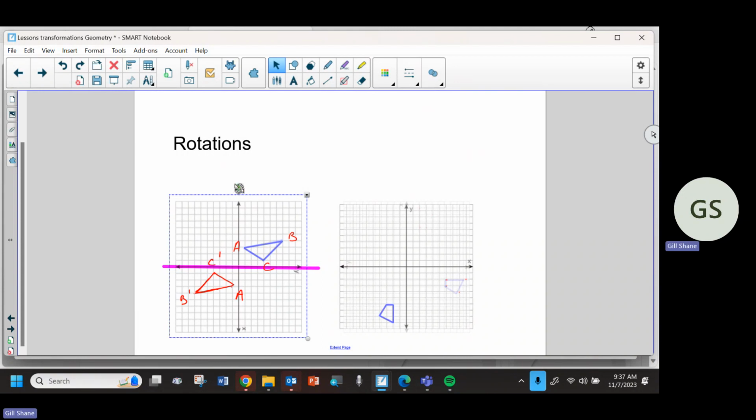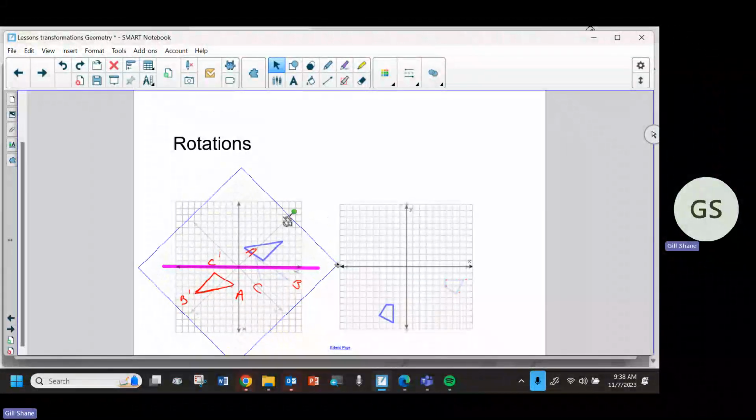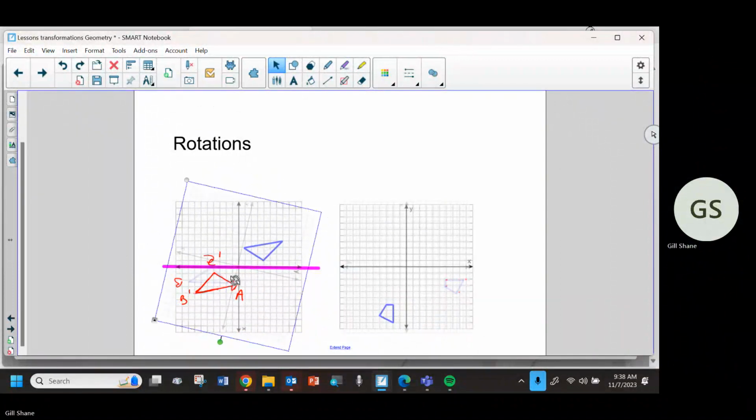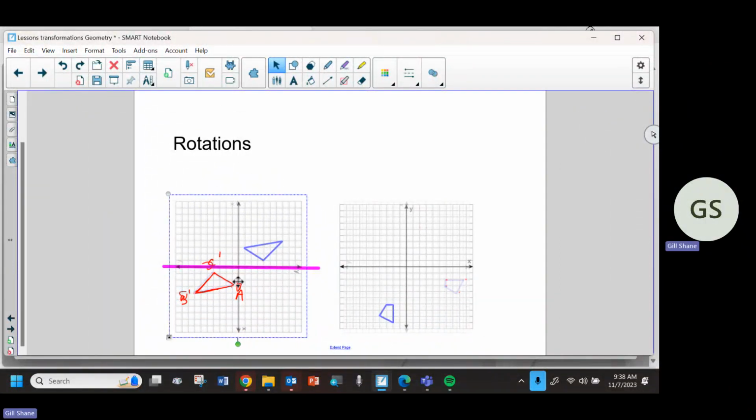I think this is already set up. Well, it's not, I'll fix it. If I rotated that, right, I spin the whole graph around the origin. If I spin that whole graph, it lands right on top of it. So if you do a reflection over the X and a reflection over the Y, it's actually the same thing as a 180-degree rotation. So if you want to just memorize that, you just memorize that.